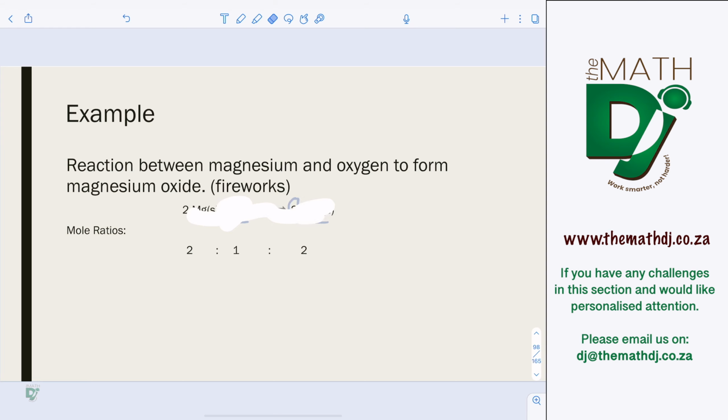The other thing, remember, for you to take the mole ratios, you need to make sure that your equation is balanced. On the left side, you can see there are 2 magnesium, and on this side there are 2 magnesium. Remember, this 2 multiplies everything here. So this side is 2 magnesium and 2 oxygens, and here 2 times 1 is 2 oxygen. So it's a balanced equation. This is what we mean by mole ratios.